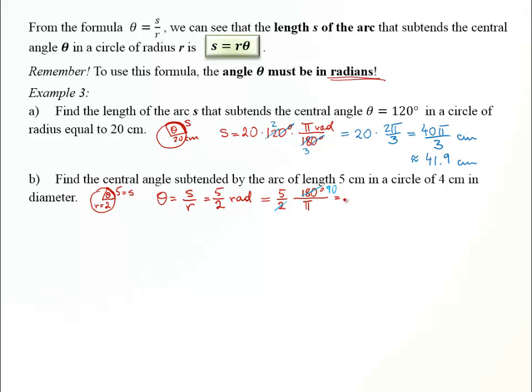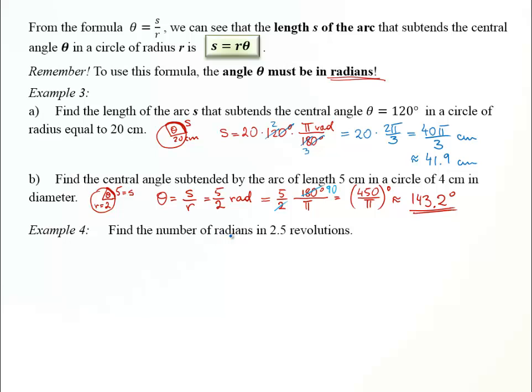So we end up with 5 times 90, 0.450 over pi degrees, which is approximately 143.2 degrees. That's the central angle subtended by the arc of length 5.